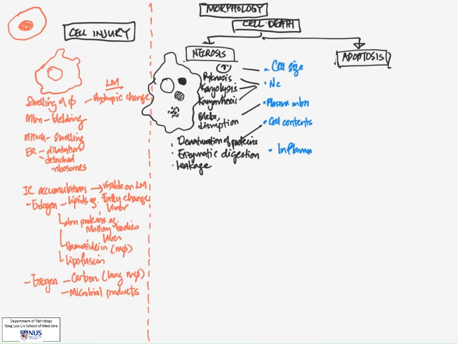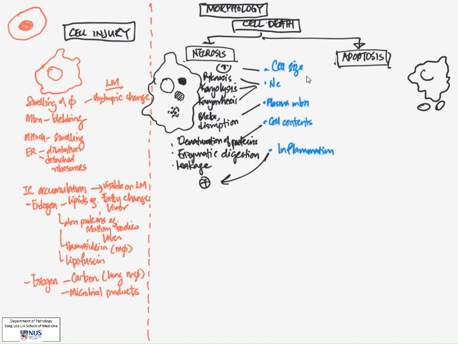Now, necrotic cells tend to incite an inflammatory response. So what happens is often the phagocytes will come in, and also neutrophils, and they will try to mop up all the necrotic material. Apoptosis is a little bit different.